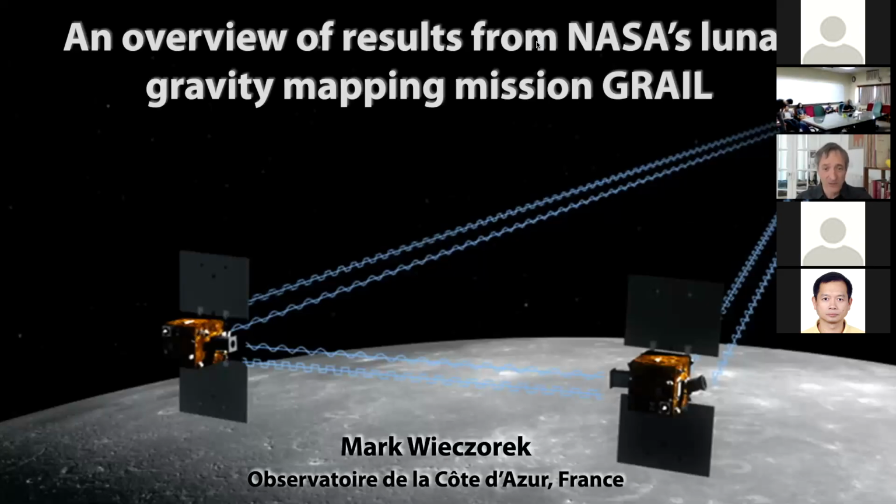The only difference between GRACE and GRAIL is that GRACE is more concerned about measuring time variable gravity signals for the Earth. For GRAIL, we were only concerned with measuring the static gravitational field that doesn't change with time.